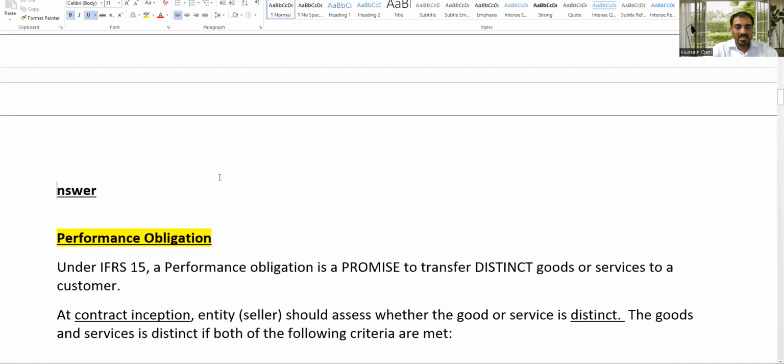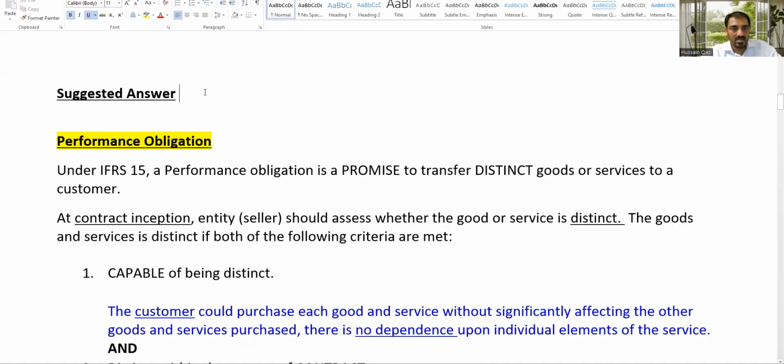Now this is the suggested answer. Suggested answer is at student caliber and craft. It's not just an exact copy-paste of the model answer. A suggested answer means an answer prepared or crafted by me for the student, at a student's caliber.